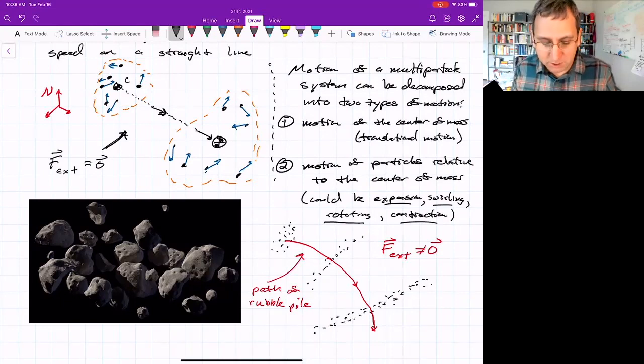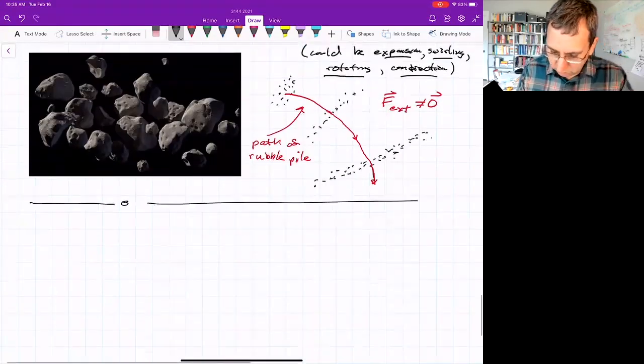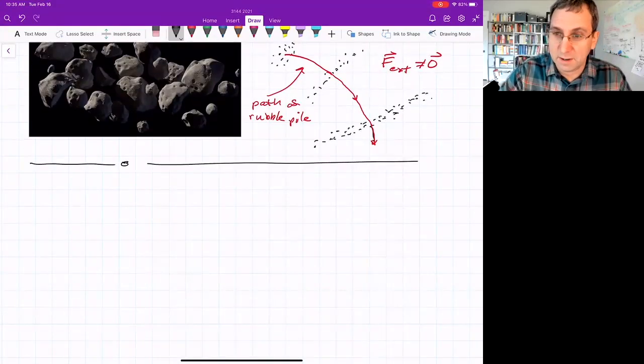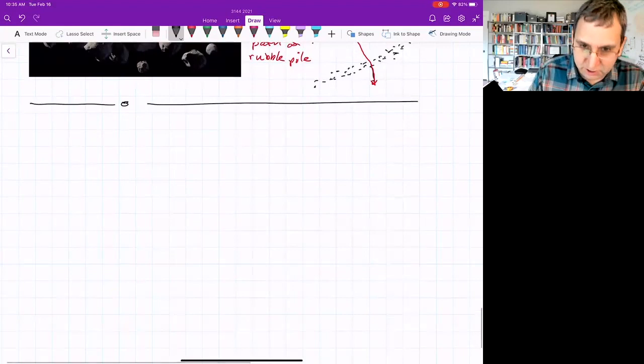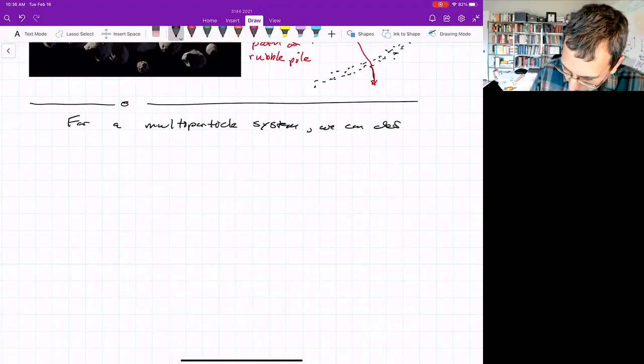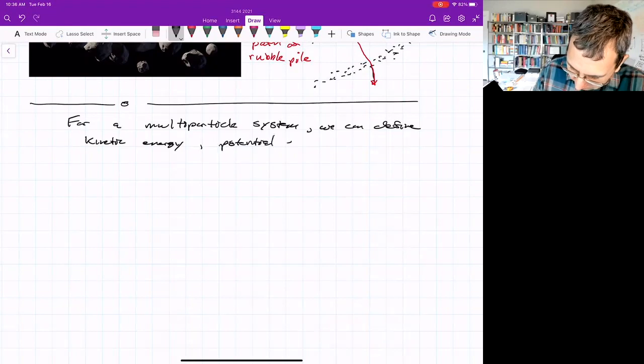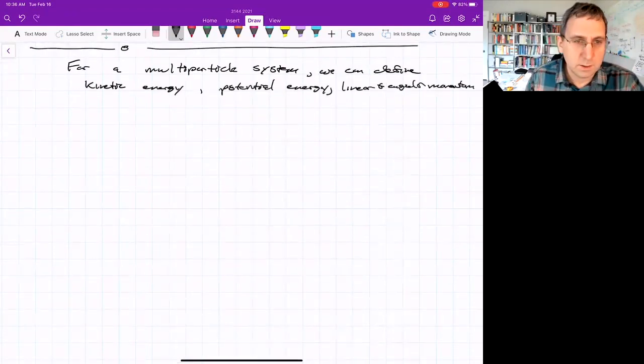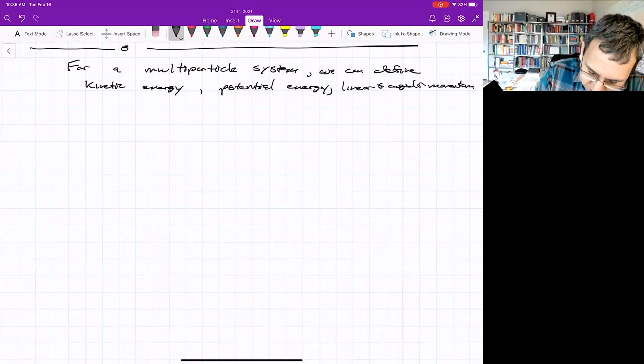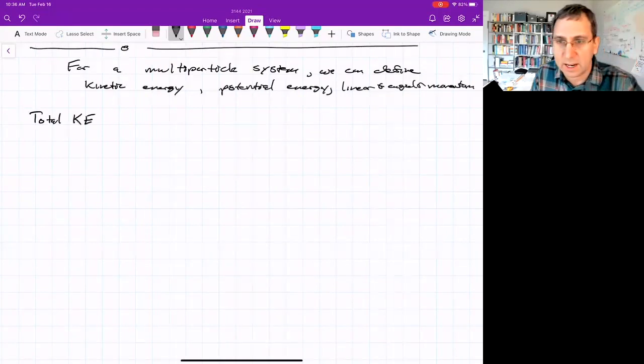We're still talking about multi-particle systems, and we need to do a little bit more with them. Let's do it. For multi-particle systems, you can define the angular momentum, the linear momentum, and kinetic energy. I love those things. Kinetic energy, potential energy, linear and angular momentum. The kinetic and the potential energy are useful because then you could do conservation of energy, which is pretty awesome.